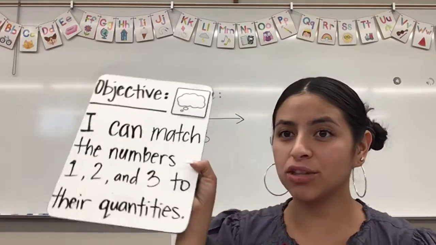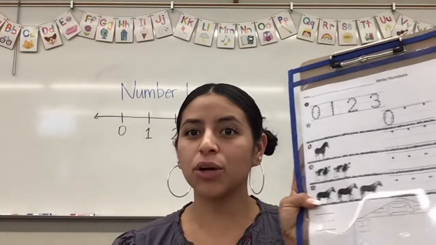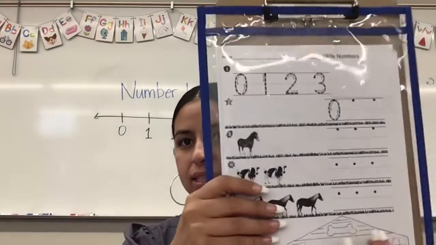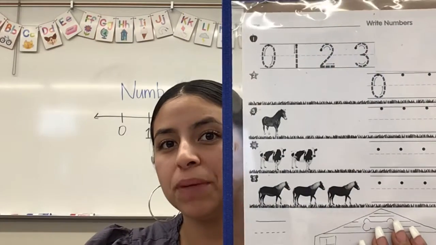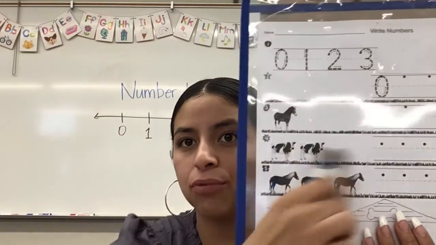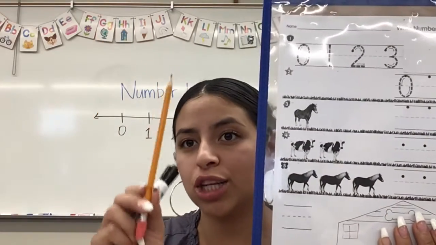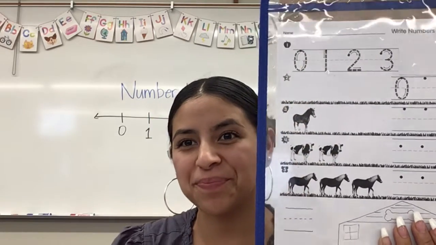So now that we went over our number line and how to count up and count down, we're going to go back to our objective and we're going to match our numbers to our quantities. So go ahead and take out your right numbers worksheet. You will also be needing a pencil. I'm going to use my marker because I'm going to write on my protective sheet, but you can go ahead and use your pencil. All right, so step 1, go ahead and write your name at the top.